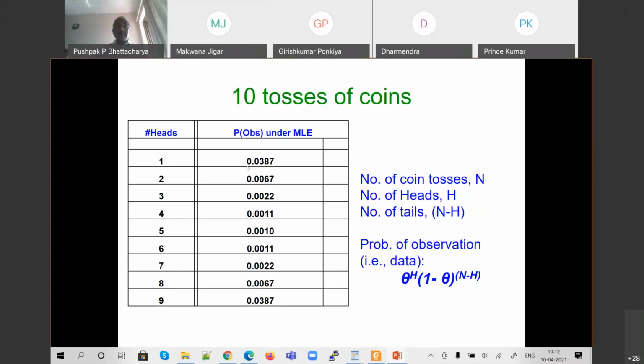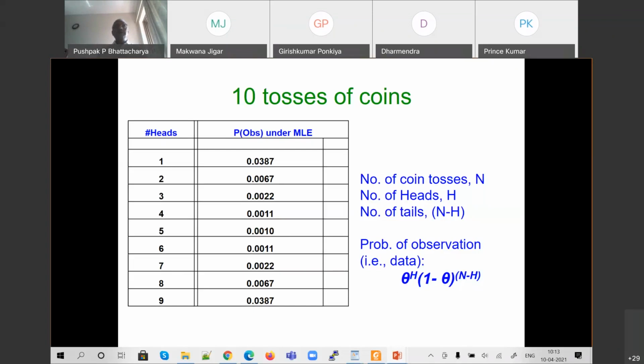Then the probability of the observation, which is 1 head and 9 tails, will be 0.1 to the power 1 into 1 minus 0.1 to the power 10 minus 1. Okay, so this is the likelihood of the data. Do not get confused by asking where is the n choose k component of the formula.